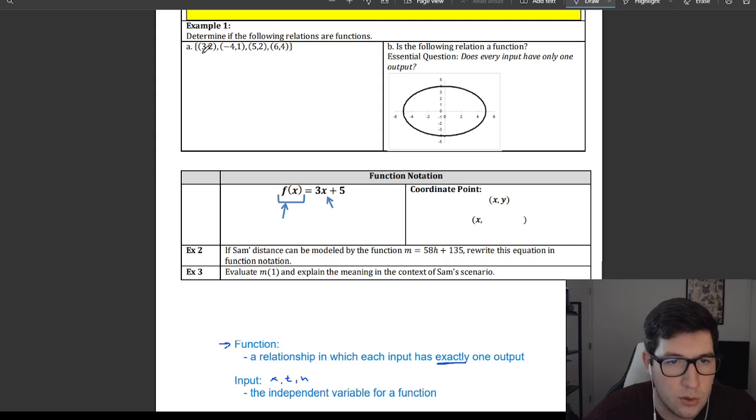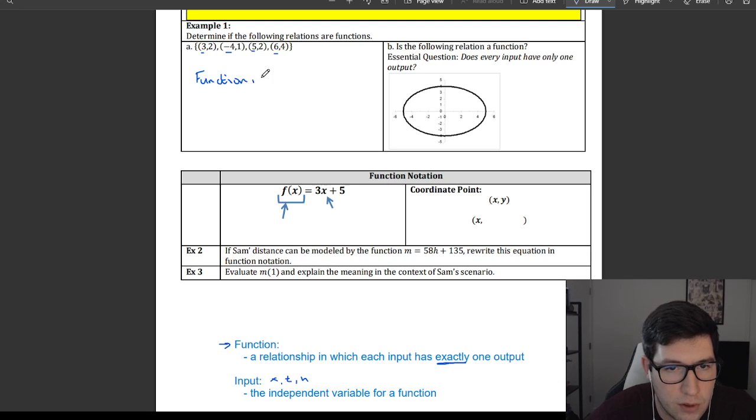So what we're going to do is look at each input, each x value here. I have 3, -4, 5, and 6. Those are all unique numbers. There's no repeats. And so I know that each input has its own output. So I know that this is in fact going to be a function.